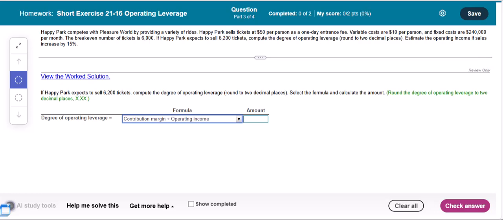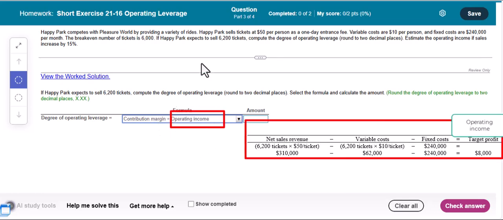So in this problem, we're trying to figure out if sales increase by 15%, how will that affect operating income? And we'll use operating leverage to do this. So again, degree of operating leverage is calculated by taking contribution margin and dividing it by operating income. And out of the two of these, operating income is more intuitive to calculate, so we will start there.